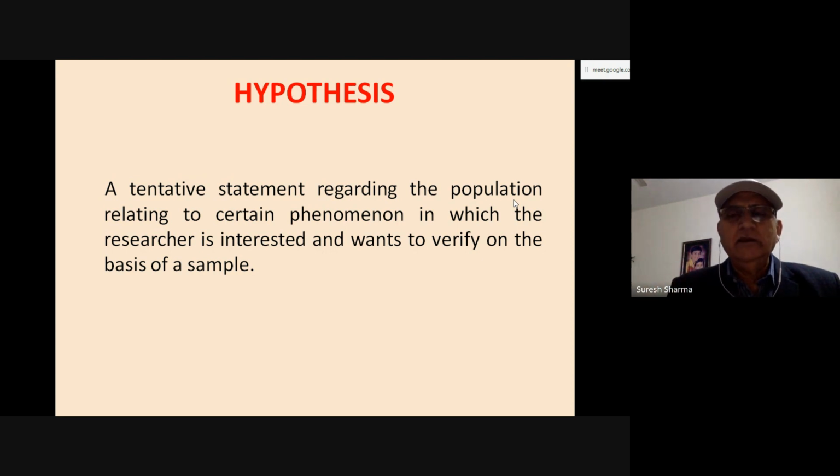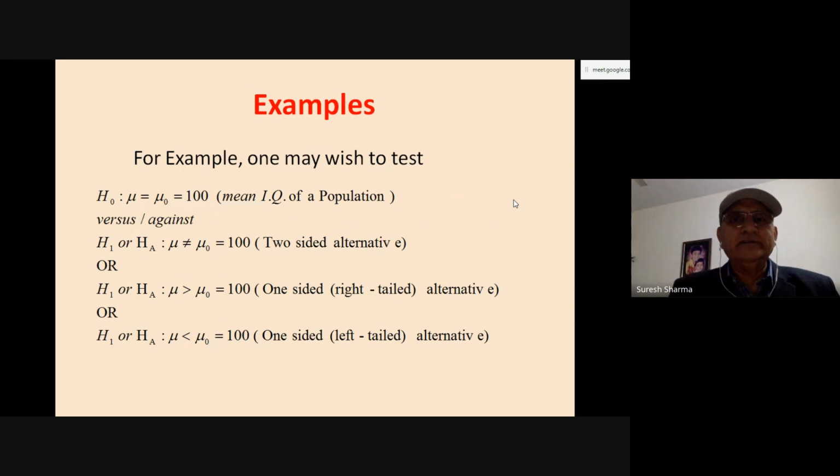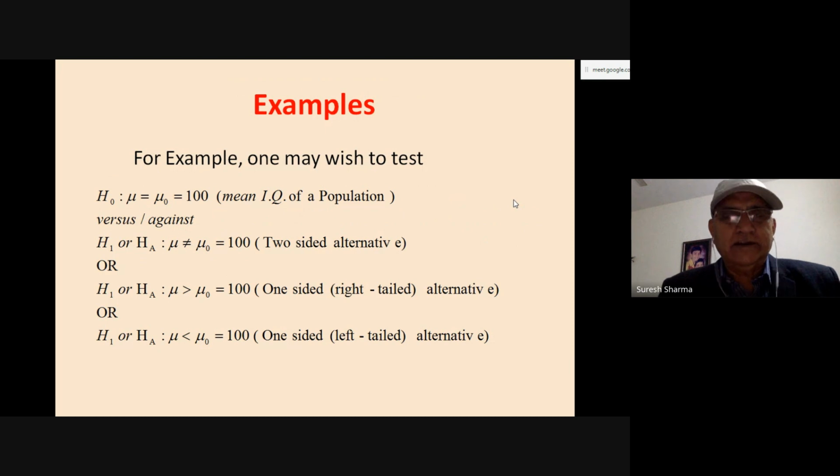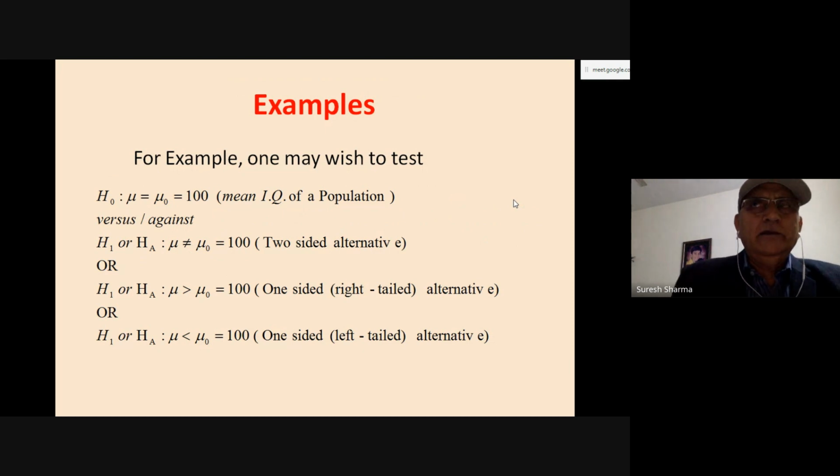Now, these hypotheses are generally of two types. So I'll take up one example. One of the hypotheses which we need to look at is called the null hypothesis. We need to frame this hypothesis before we plan our study. Once we plan our study according to our objectives, we need to frame null and alternative hypotheses. For example, if somebody is interested in IQ, intelligence quotient, and his claim is that the mean IQ of this population is likely to be 100, right? That is his or her claim.